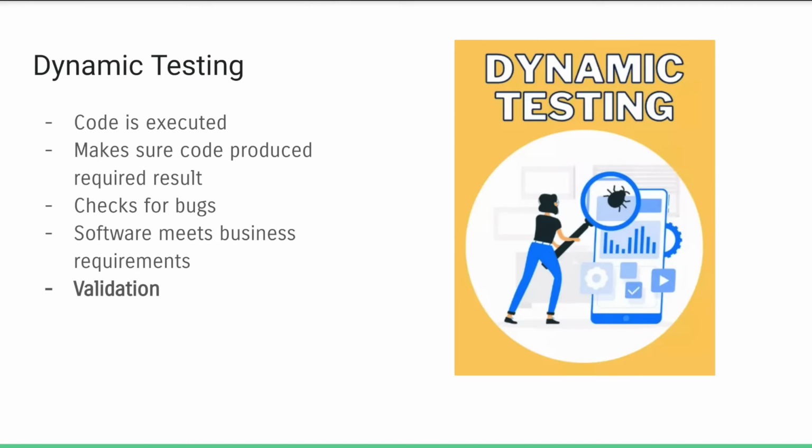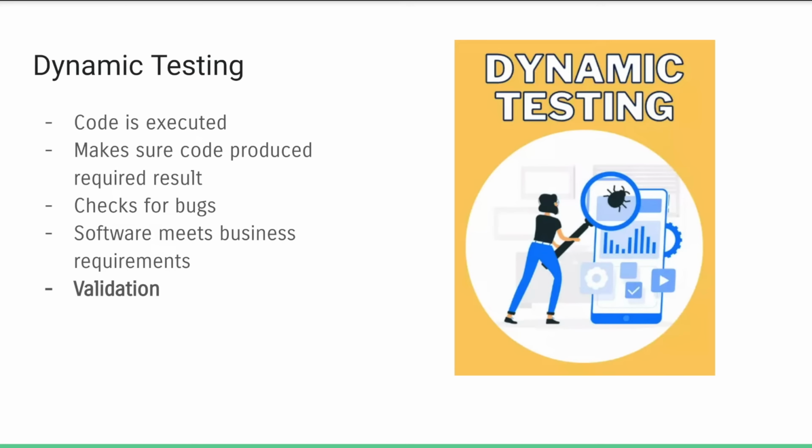The next type of testing is dynamic testing. This testing takes place while the software is running and code is executed, right? So what we're doing is we're making sure that the code produces the required result. That might be the required user interface, or that might be the required output in terms of data. But basically, we're writing code-based tests to make sure that the data output by the software is what we want.